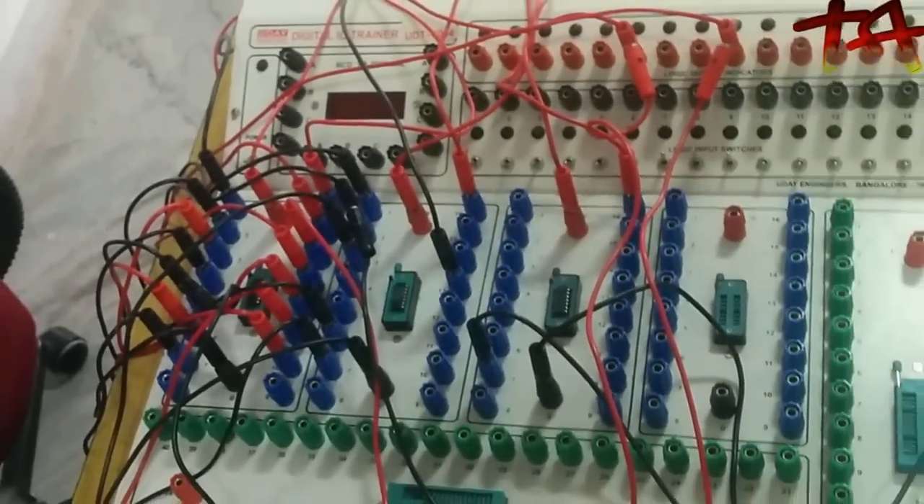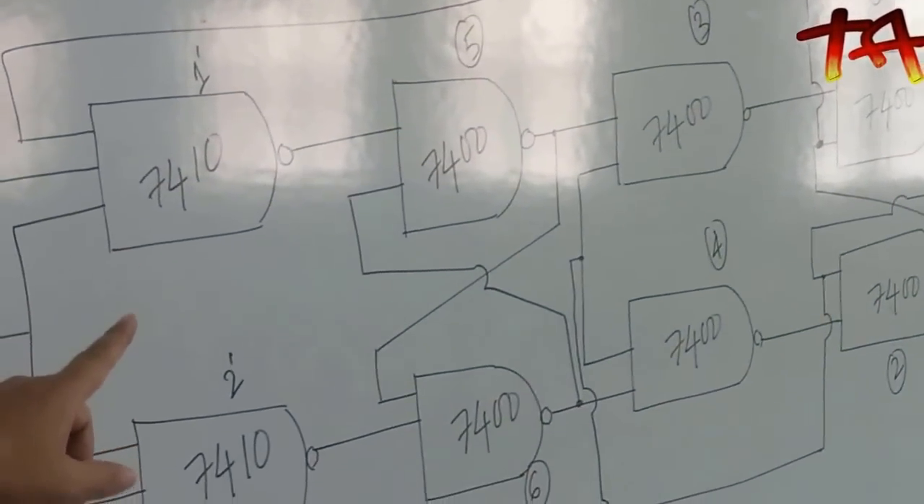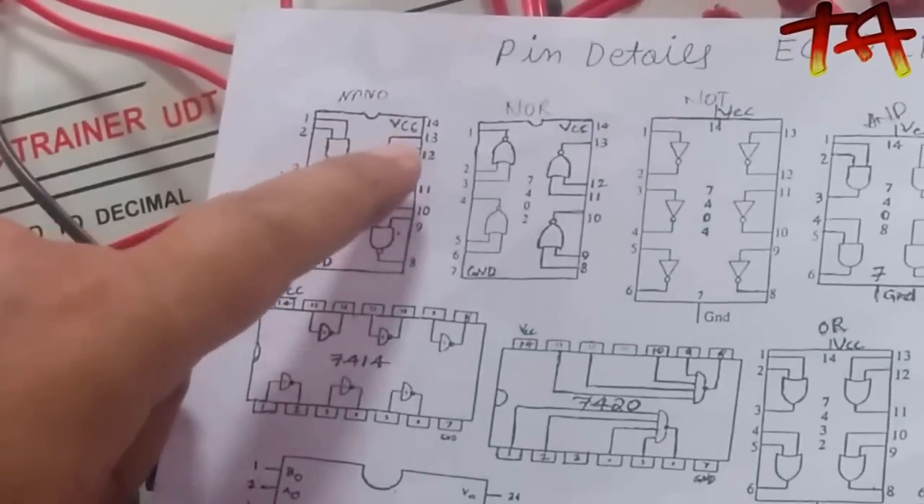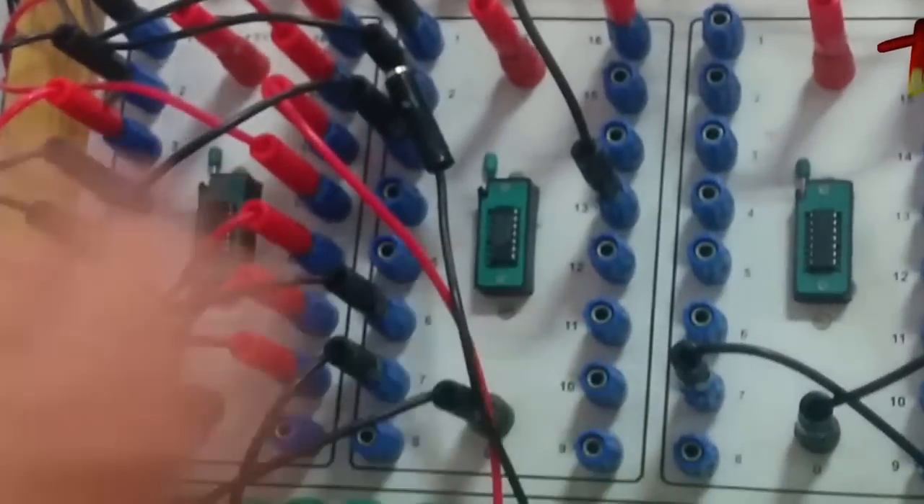Now the 5 and 6 inputs are pending. Coming to the input of the 5 and 6, one of the inputs of the 5 is the output of the 6. How do you connect it? This is the 6 of the second IC. What is the output? Output is 8. Which is the 8 of the second IC? This is the 8 of the second IC.